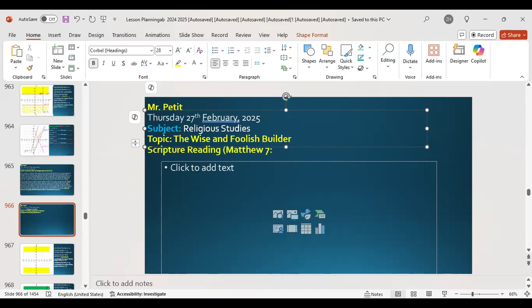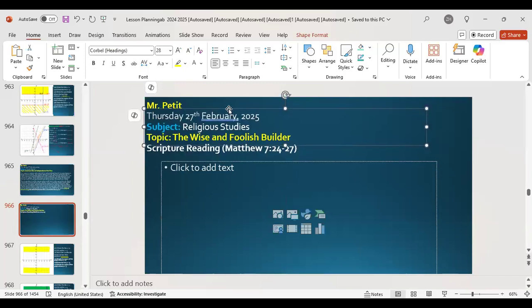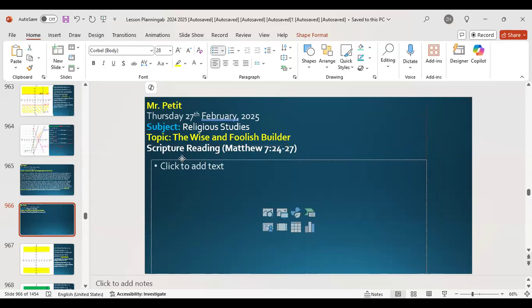Matthew chapter 7, verse 24 to 27. That's where we're taking it from. Scripture reading. So this is still a part of the Sermon on the Mount, by the way. So Jesus now, after he finished talking about the Beatitudes, after he finished talking about loving your enemies, after he finished talking about not judging, he moved on to the wise and foolish builder. And so this is the counsel that he gave. So Jesus told the story.